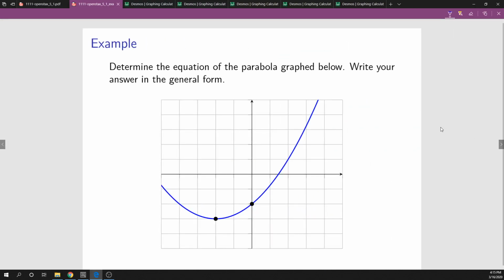All right, same problem. Determine the equation of the parabola graphed below. Write your answer in the general form. So first off, you want to pick off these 2 points. The vertex is (-2, -3). The other point is going to be 0 on the x, and -2 on the y. Okay, so those are the 2 points that we have to work with: (-2, -3) and (0, -2).